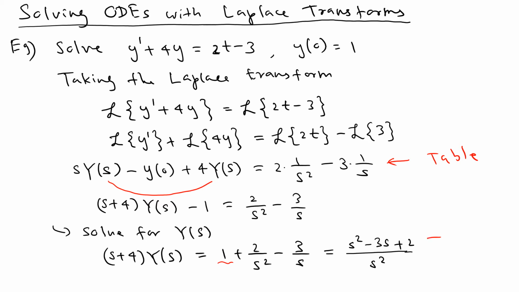Sometimes this is going to help you. Write as one fraction. Okay, so that's a kind of helpful step. So we're going to get to 1. Now what we can do is divide by s plus 4 on both sides. Once you divide, you're going to get Y(s) equal to s squared minus 3s plus 2 over s squared (s plus 4).